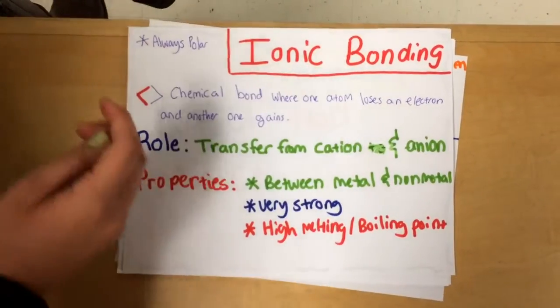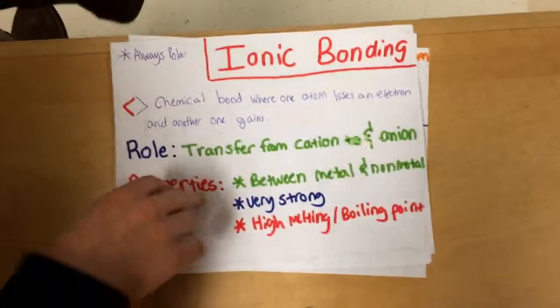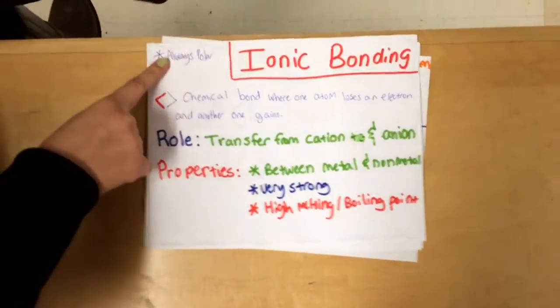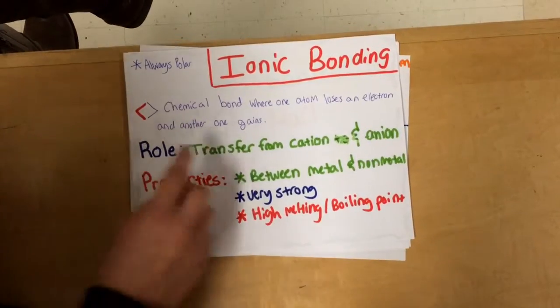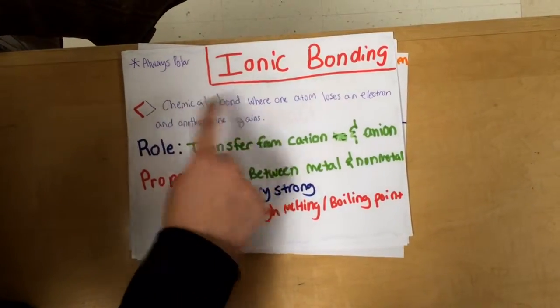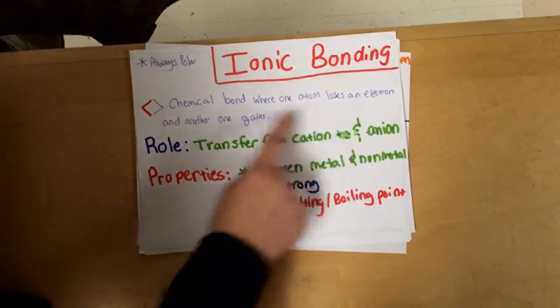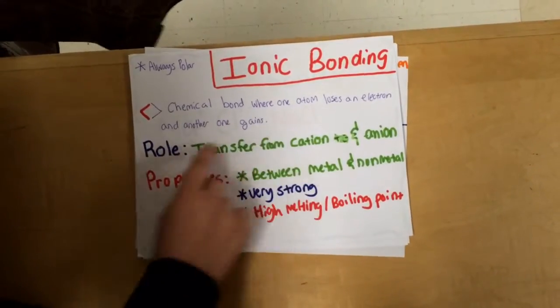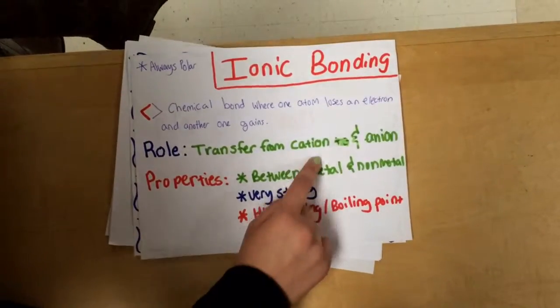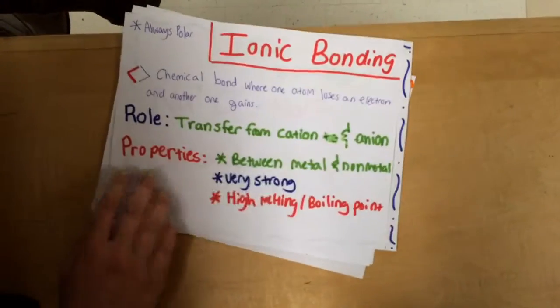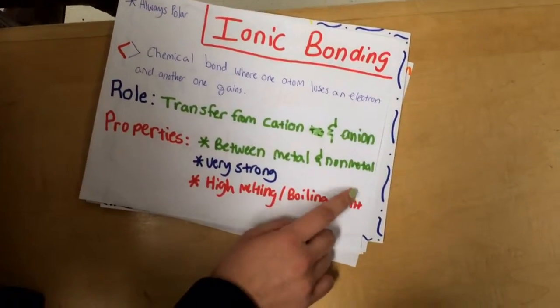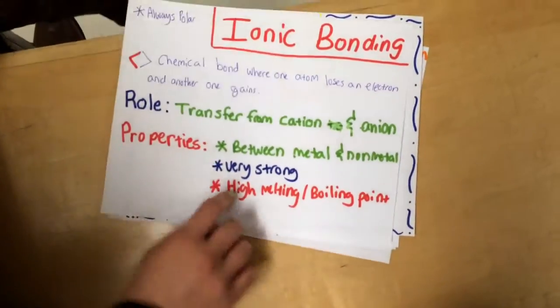The last bond is ionic bonding, and one thing to note is that they're always polar, which is great for the next thing we're going to talk about, which is the polarity scale. It's the chemical bond where one atom loses an electron and another one gains, and their role is that they transfer from a cation and anion. Their properties are that they're between a metal and a non-metal. They're very strong. They have a high melting and boiling point.